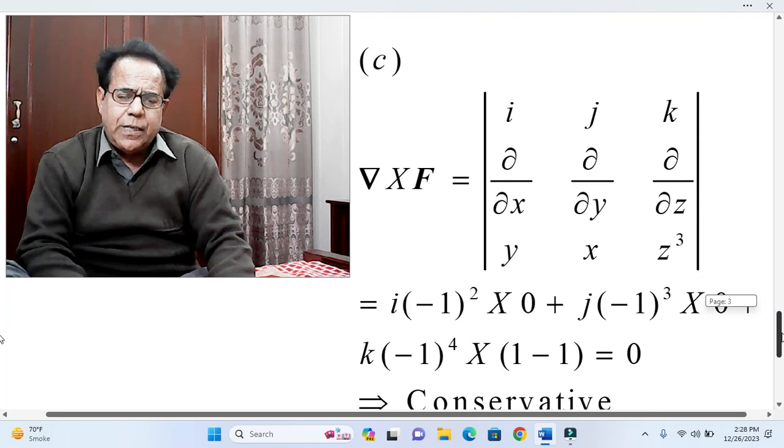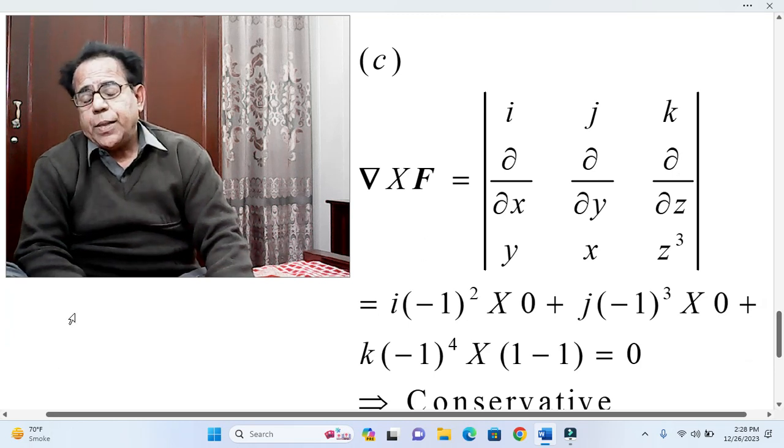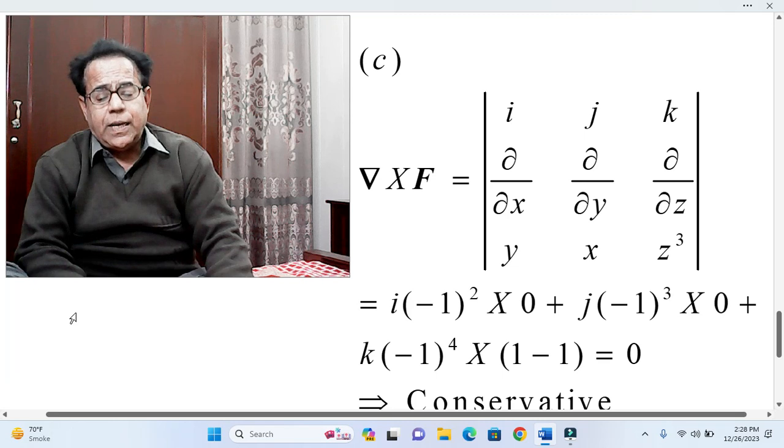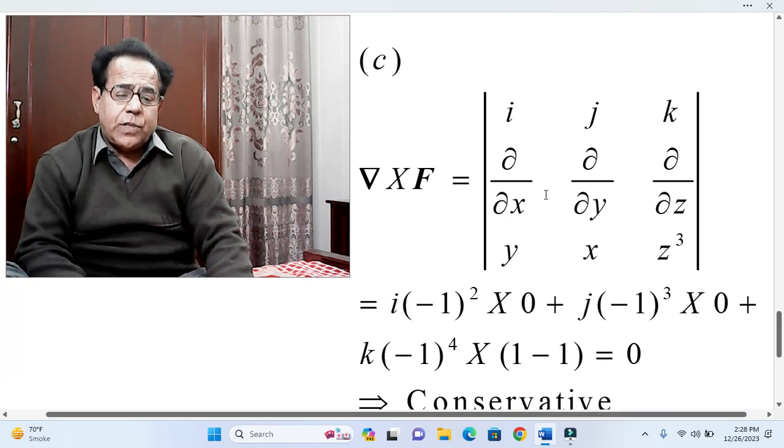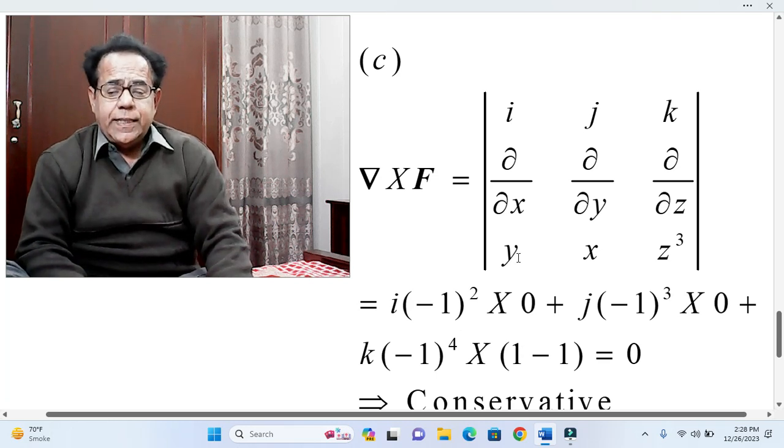Now similarly, see, del cross F, curl F, equals i j k, del over del x, del over del y, del over del z, y, x, z. It means the given force will be i y plus j x plus k z cube.